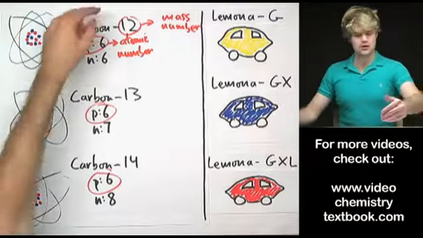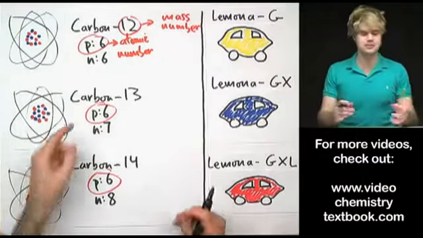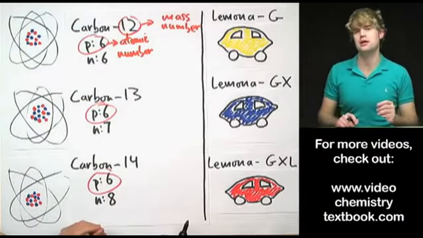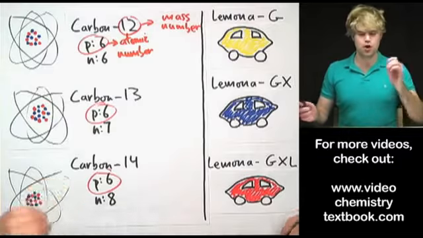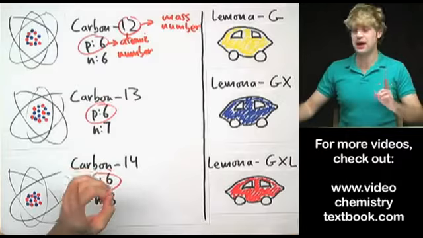There's another way that we sometimes indicate these different isotopes of an atom, instead of doing 12 and 13 and 14, and that's by using something called isotope notation. Let me show you how we do that. The way we write carbon 12 or 13 or 14 in isotope notation is we start out with a chemical symbol.